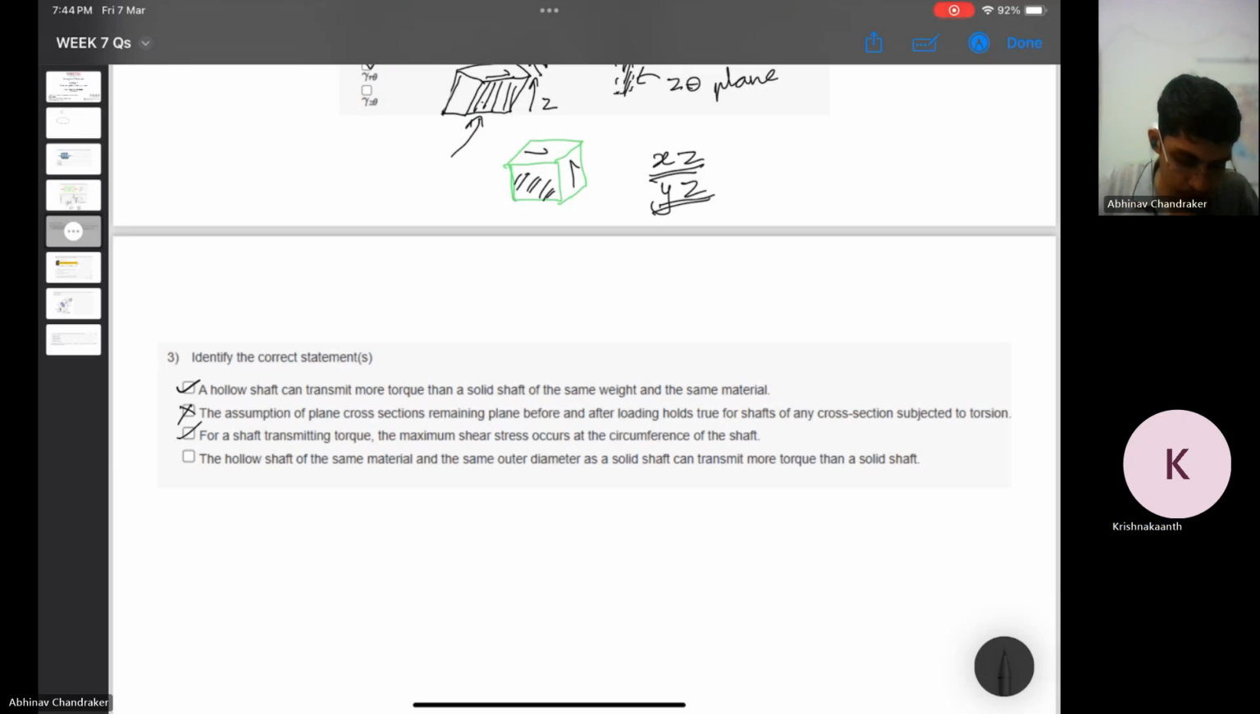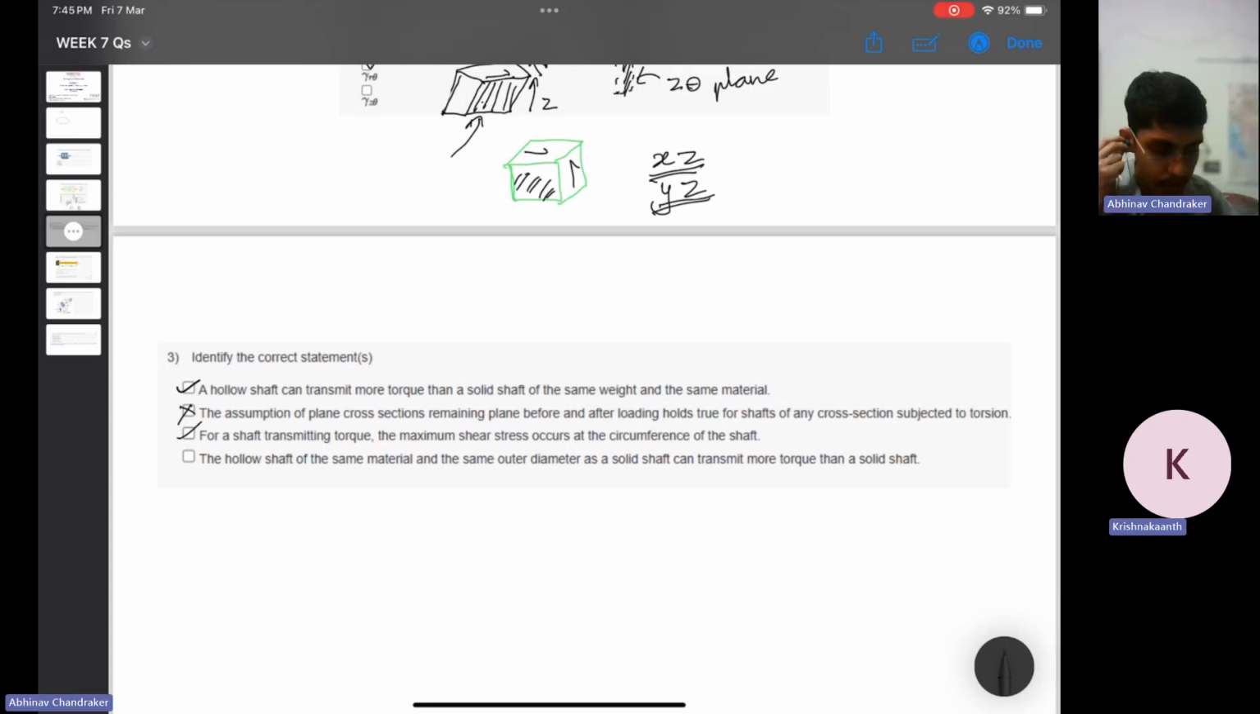The hollow shaft of the same material and the same outer diameter, a solid shaft can transmit more. Sir, actually the fourth question is a little bit confusing. If the hollow shaft is of the same material, the outer diameter will vary for the hollow shaft, because the center became hollow. To use that material, we will get a higher outer diameter.